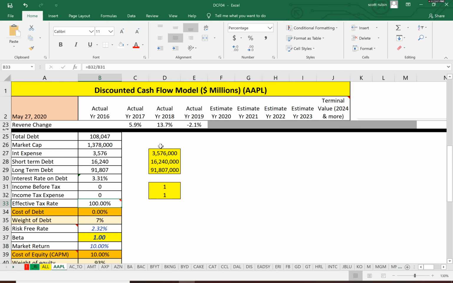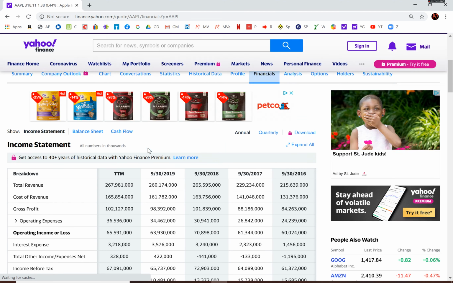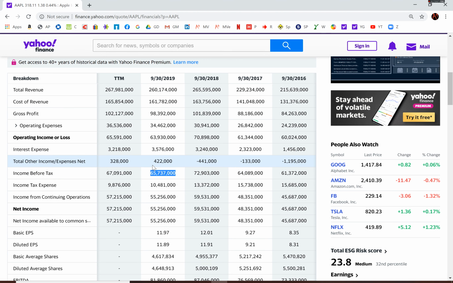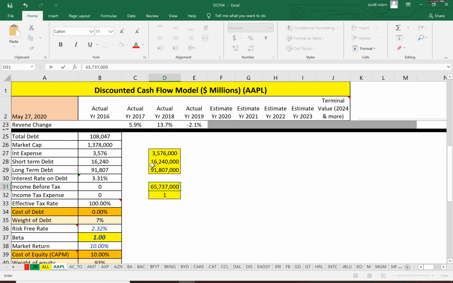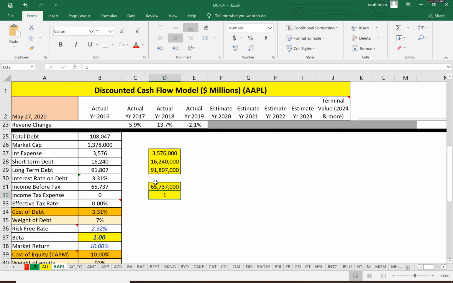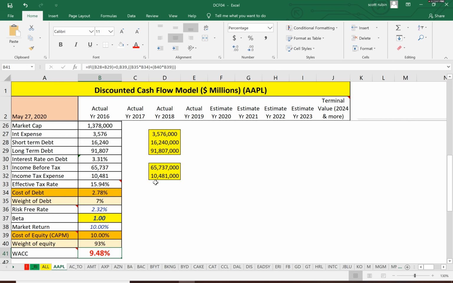And interest payments are tax deductible, so we need to find their effective tax rate. So what's their income before tax? 60. And the income tax is 10.5 billion. So they pay 15.94% on their taxes. So that means we have to deduct the 3.31% by that 15.94. So the cost of debt is 2.78%.